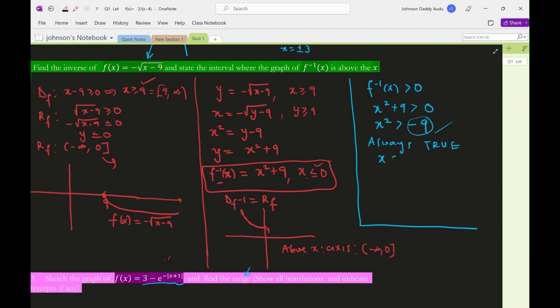This is always true because your x is coming from where? Don't forget, your x is coming from minus infinity to 0. And then you can now conclude that this is always true. So above the x-axis is going to be from minus infinity to 0.